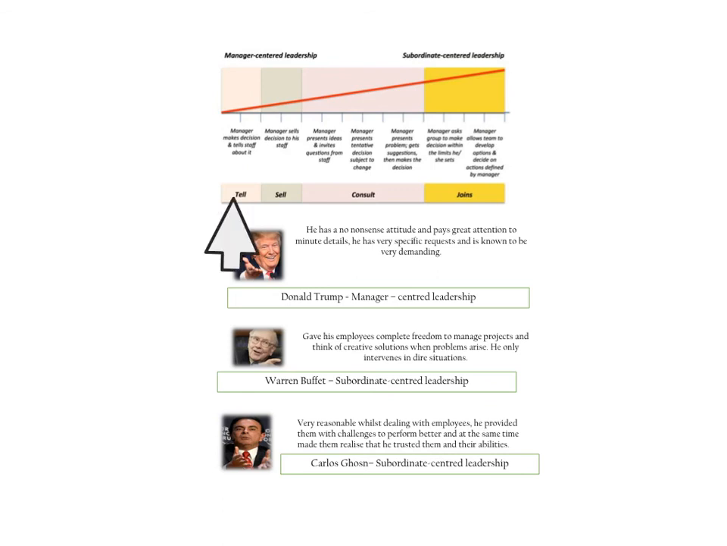Donald Trump within the tell, very autocratic, and then we've got Warren Buffett, and he's the complete opposite. He'd be probably moving towards the joins. The reason for that is he gave his employees complete freedom to manage, or to even think of creative solutions when problems arise. He only intervened in dire situations, but you can see there he allows the team to develop options. So therefore, he was the complete other side of the scale to Donald Trump.